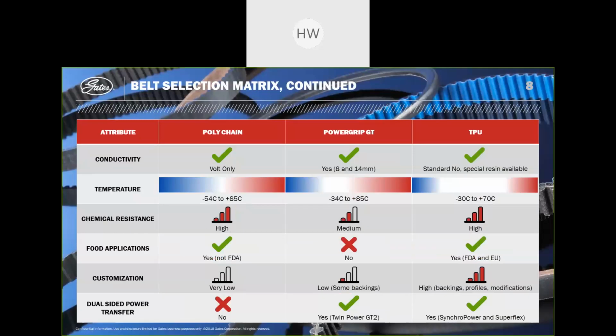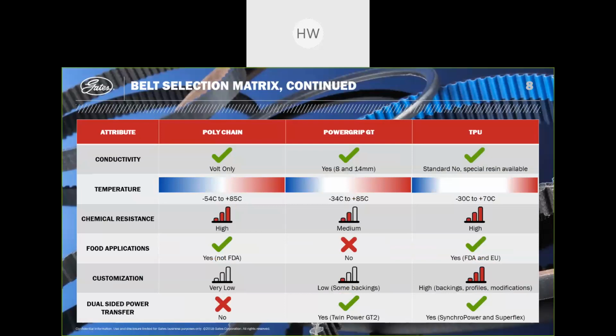Other attributes like conductivity: all three products are electrically conductive or antistatic. In the TPU product, we need to use a special polyurethane resin to get the polyurethane antistatic. So our standard product that we use in TPU is not conductive. If you need an antistatic belt, please just specify that and we will offer you the right product.